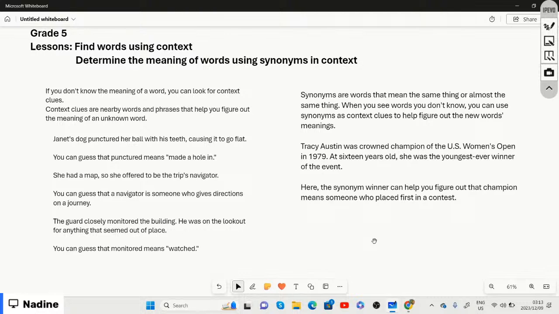Another one says: Tracy Austin was crowned champion of the US Women's Open in 1979. At 16 years old, she was the youngest ever winner of the event.